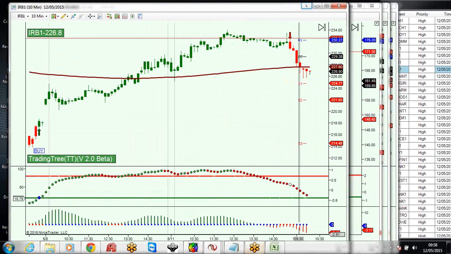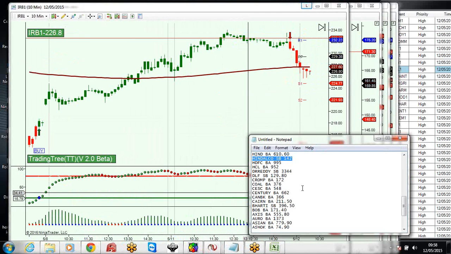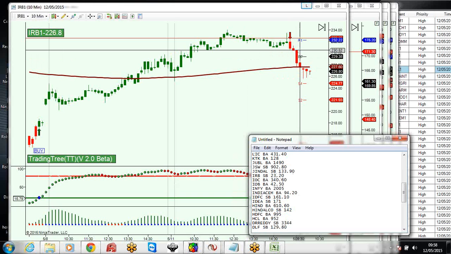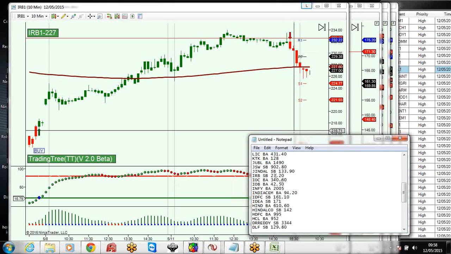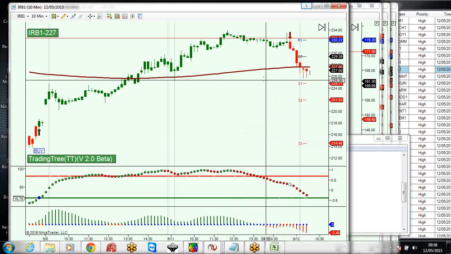ARB, I had a short. It was 232, here 230.20. 230.20 was my short. Now it is at 227.